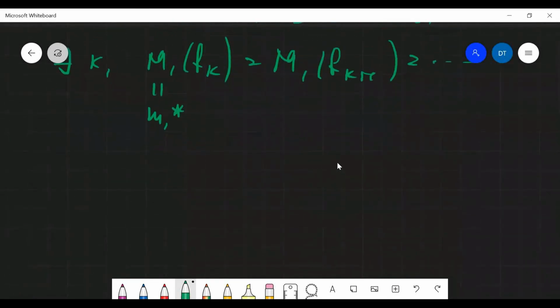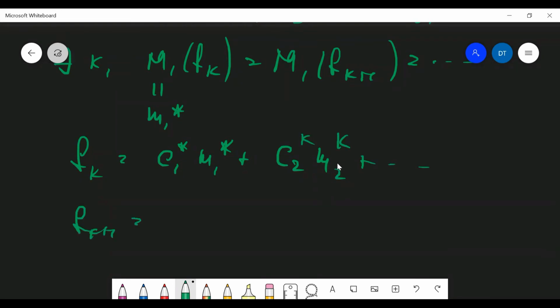So what does it mean? It means that fk is equal to c1 star m1 star plus c2 m2, etc. fk plus 1 equals c1 star m1 star plus c2 m2 of k plus 1, etc. So the leading term will be exactly the same. Why? Because the leading monomial must be the same because of the previous argument. But it means that we didn't reduce the leading monomial when we pass from fk to fk plus 1. So we didn't change the leading coefficient either. So the reduction happens somewhere here.